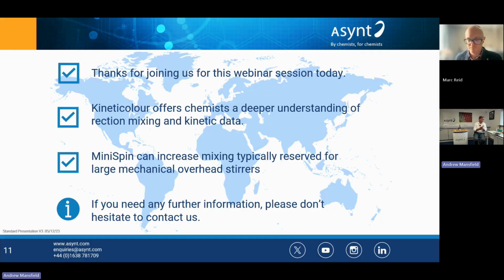I have. Kineticolor offers a real deep understanding of your reaction mixing and kinetic data. And you can see the developments that are going on in the background to increase this further. You can also see from Asynt's viewpoint that with better mixing control on small volumes, that can enhance your chemistry as well.